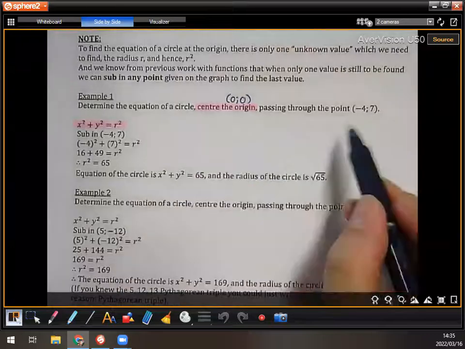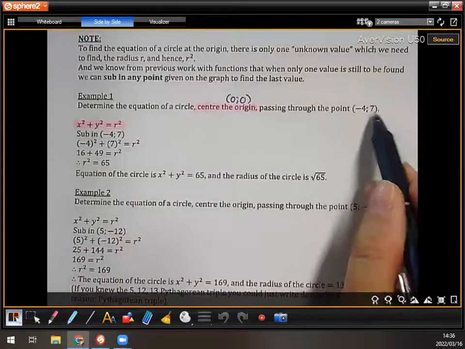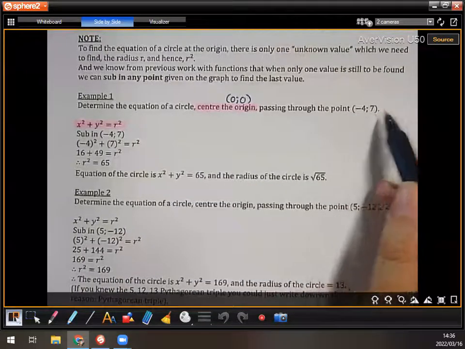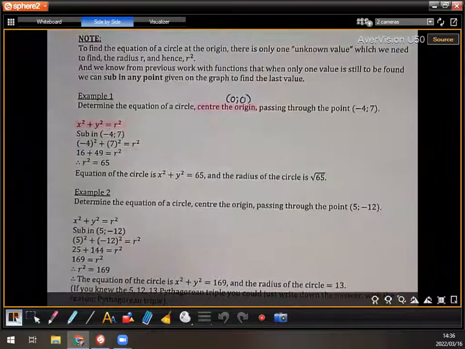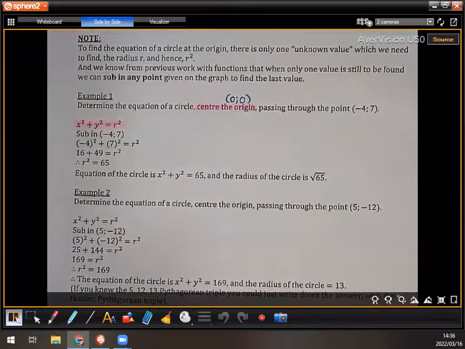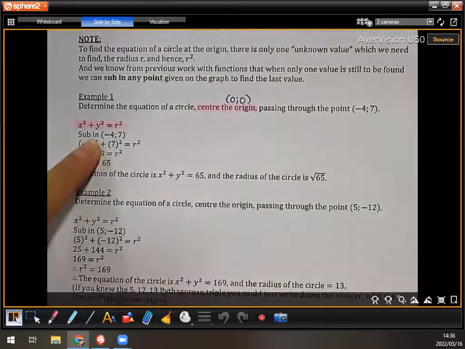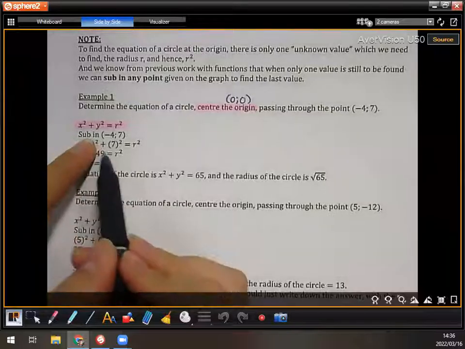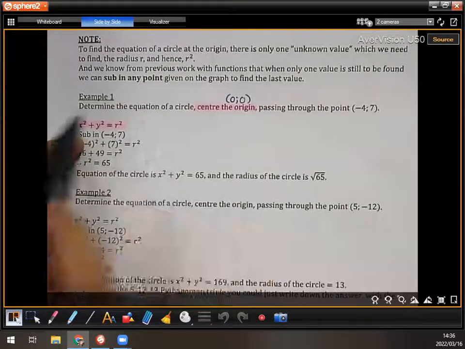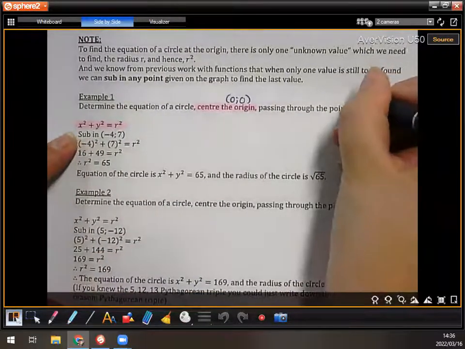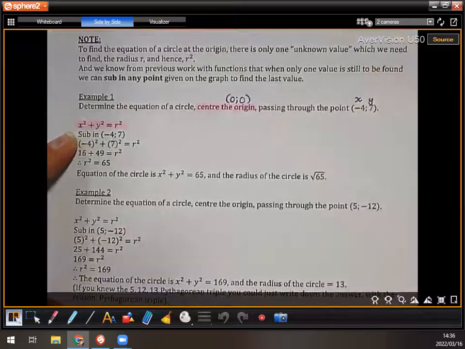Okay, and they're saying that it's passing through the point (-4, 7). As the circle is passing through that point, that point lies on the circumference of the circle, right? So on the actual border of the circle. So what you can do here, this is the quickest way to find the equation, is to just sub in that point. Because what is a point? A point is always an x value and a y value.